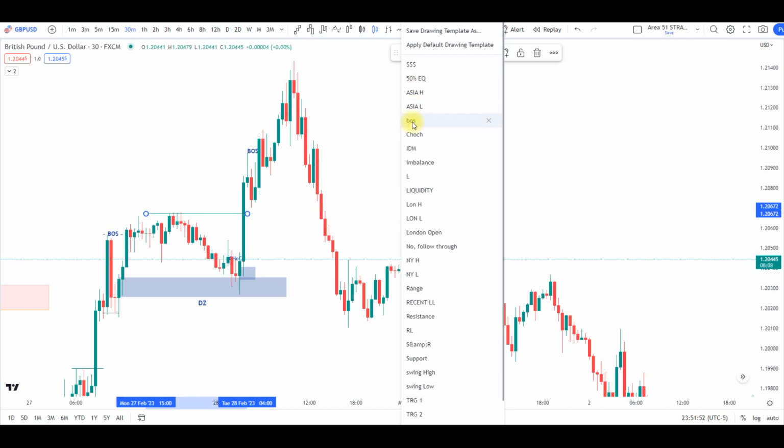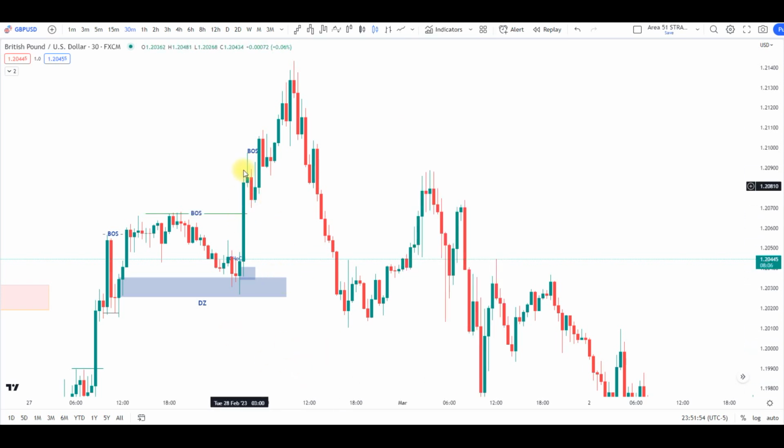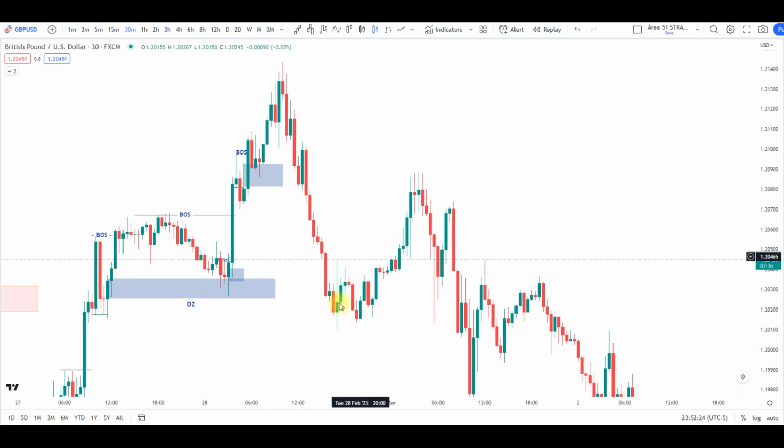Once it broke this structure, it created a pullback because the bearish candle broke the low of the previous high, bullish candle low, which is here. So once this low is broken, this is a valid pullback. Price going up again, breaking the structure, creating a high, and then came back, filling some type of imbalance here, and then tried to go back up again.